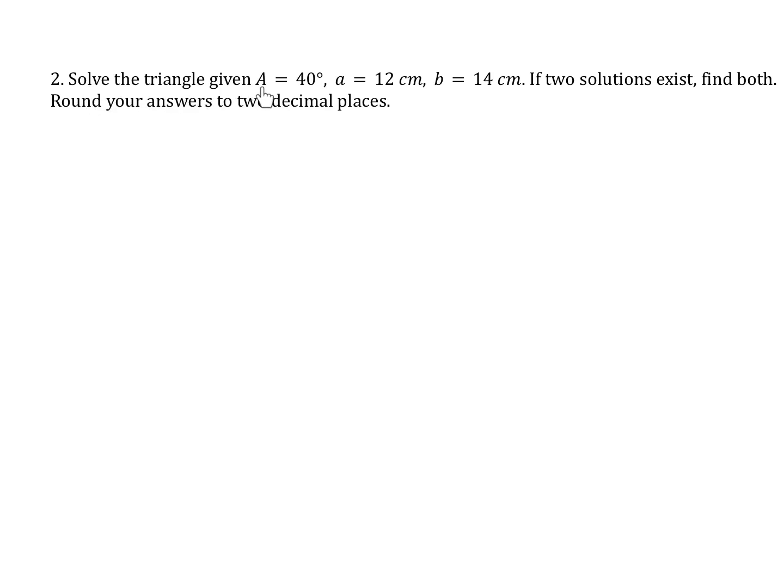Solve the triangle given angle A is 40 degrees, side A is 12 centimeters, side B is 14 centimeters. If two solutions exist, find both. Round your answers to 2 decimal places. So let's go ahead and draw our triangle.